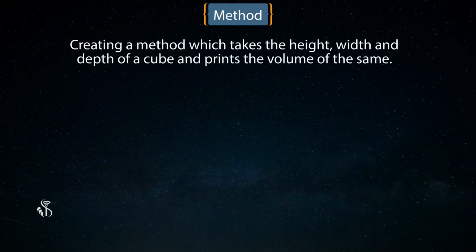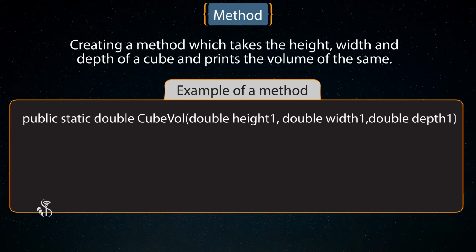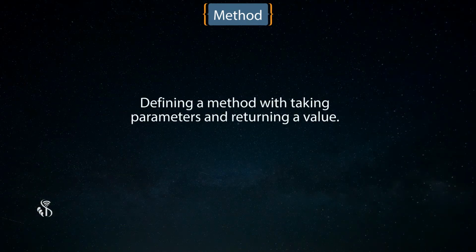Let us now see creating a method which takes the height, width, and depth of a cube and returns the volume of the same. public static double cubevolume(double height1, double width1, double depth1) { int volume1; volume1 = (height1 * width1 * depth1); return volume1; } This is one example of defining a method with taking parameters and returning a value.